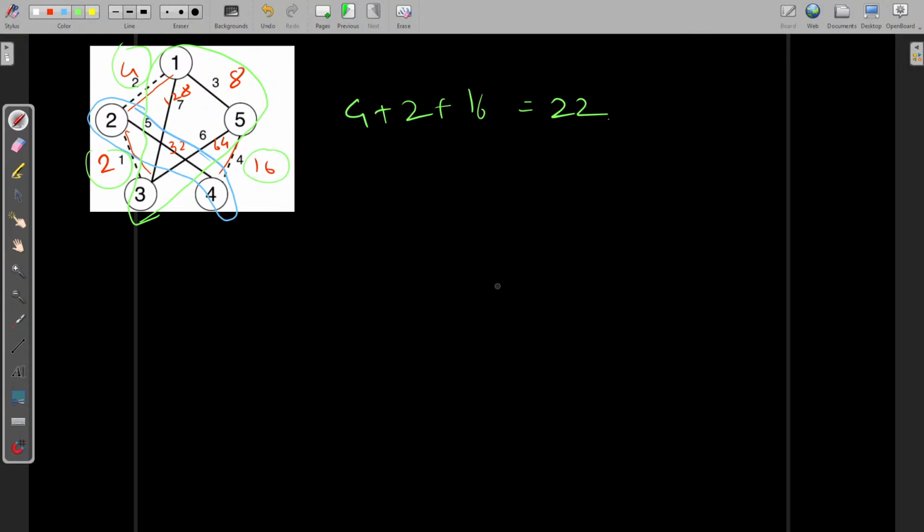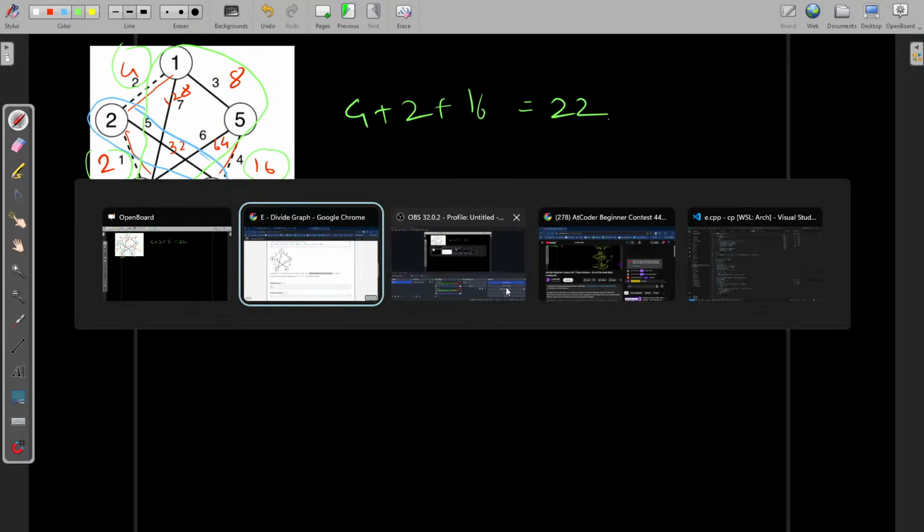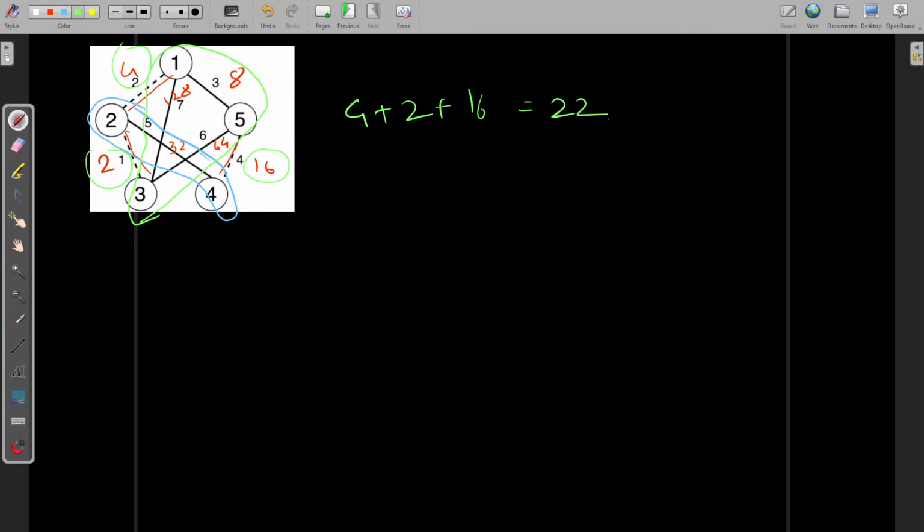So I think the problem is clear to everyone, right? What we have to do. We have to delete some edges and keep the sum of those edges as minimum as possible. So I will introduce a new concept over here to solve this problem, which is MST. Now people will say minimum spanning tree, but no, I'm actually talking about maximum spanning tree.